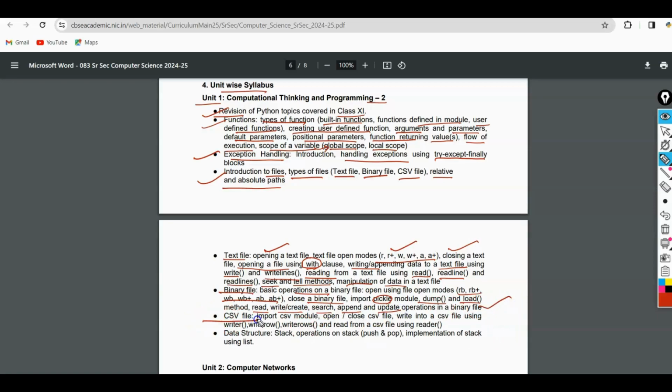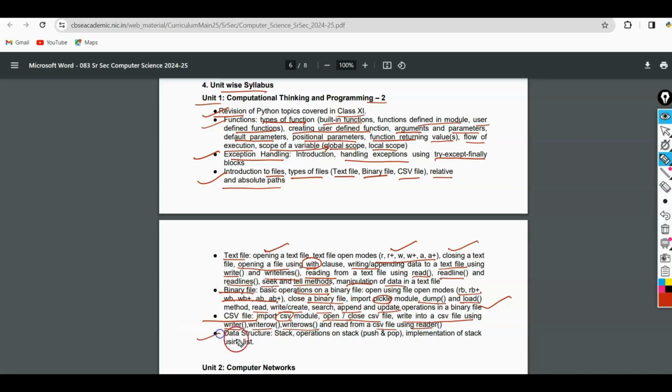Then next comes your CSV file. Under the CSV file we are importing the CSV module, and how to open and close the CSV files, and how to write into the CSV files by using the functions called writer function, writerow and writerows functions, and how to read a CSV file by using the reader function.